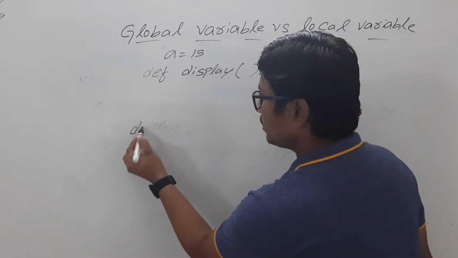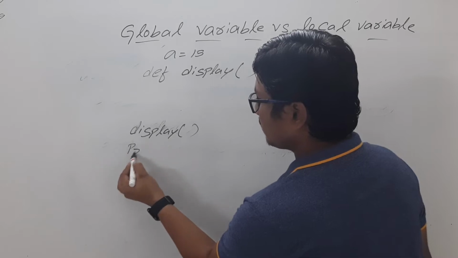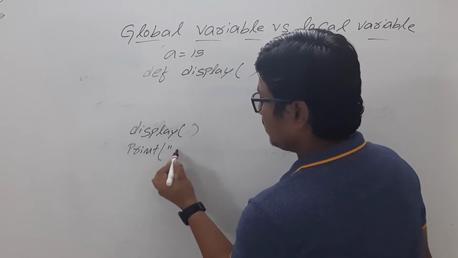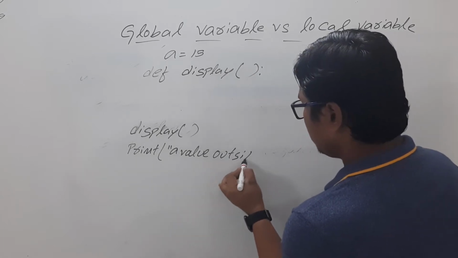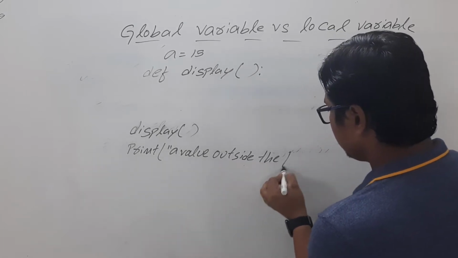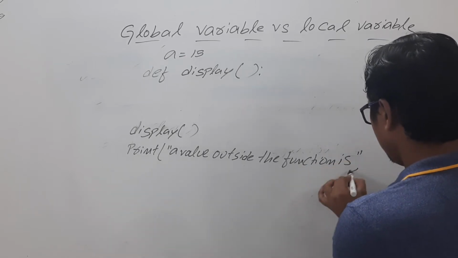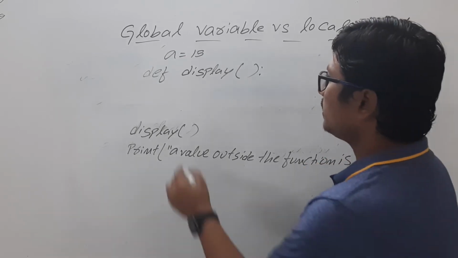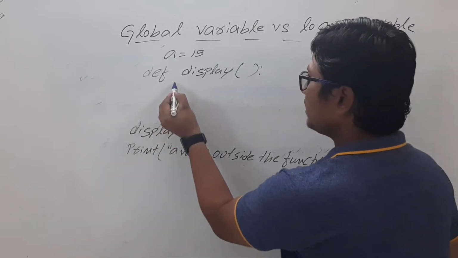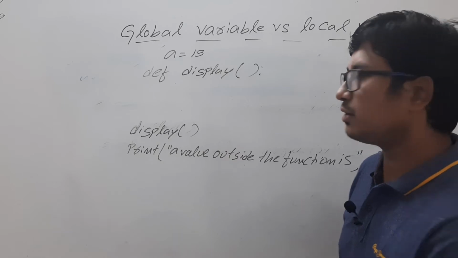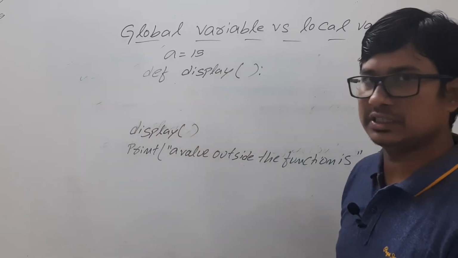Then here I want to write display and then a value outside the function is a. Now here if you look at this one, if I write a is equal to 6 and if I print the a value, I will get the a value as 6 inside the display function.